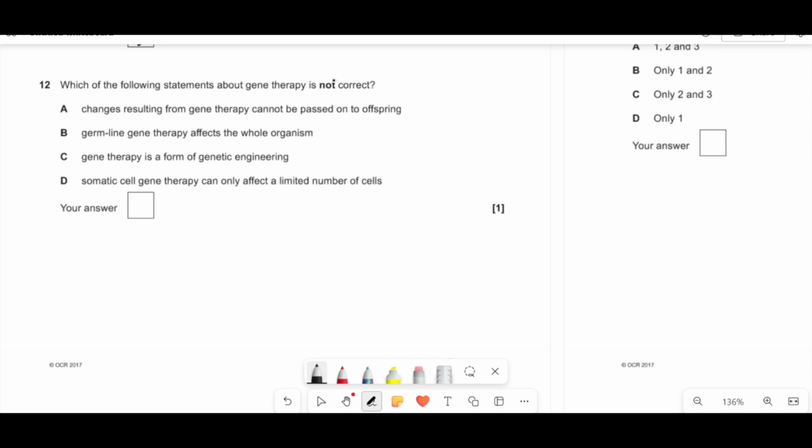Which of the following statements about gene therapy is not correct? So changes resulting from gene therapy cannot be passed into offspring. Well, I mean, if it's germline therapy, it can be. So that's actually it. It's just A.